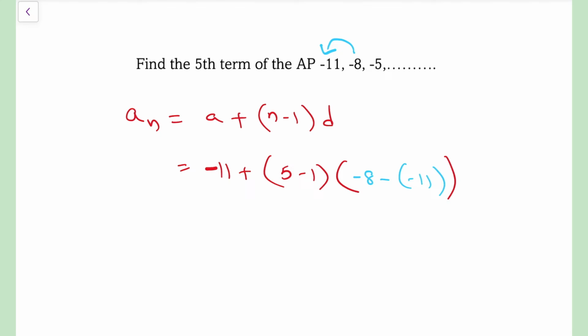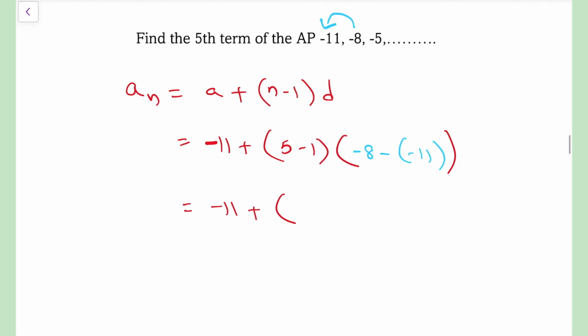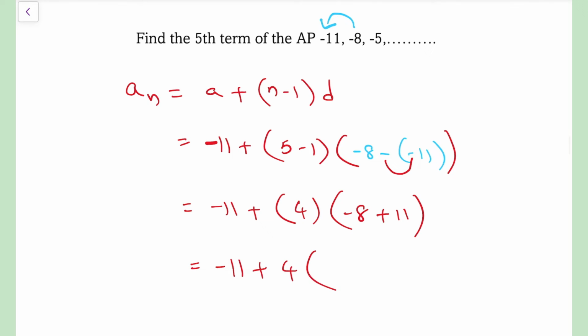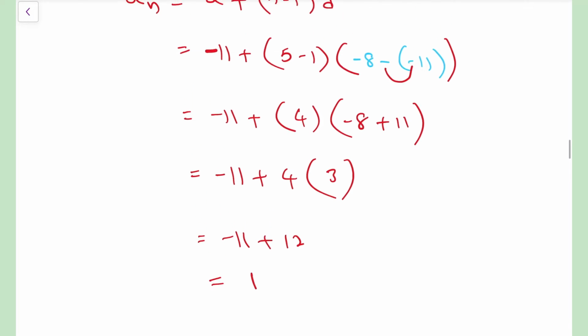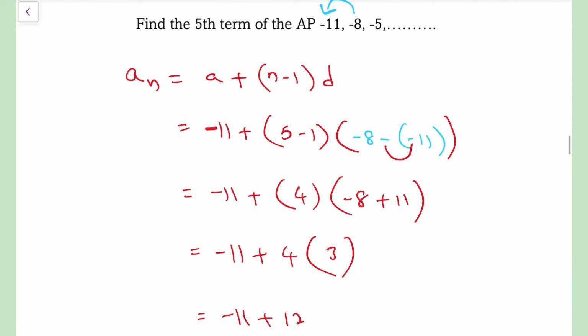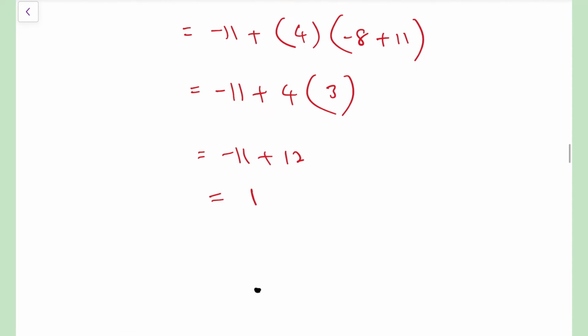Let us simplify this further now. Minus 11 plus 5 minus 1, 4, into minus 8 minus into minus, plus 11. That is equals to minus 11 plus 4 into minus 8 plus 11. It is 3. Minus 11 plus 4 3s are 12. Minus 11 plus 12, it is 1. So in the given progression, the fifth term will be equals to 1.